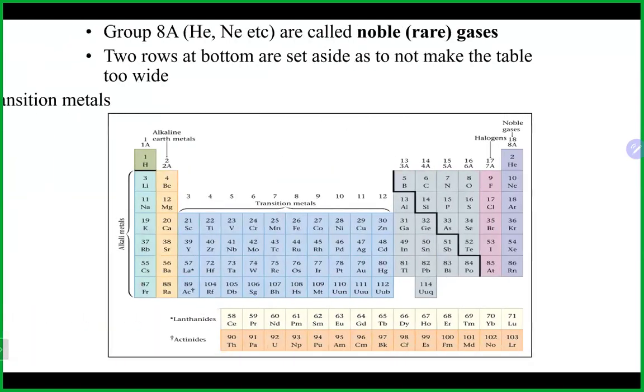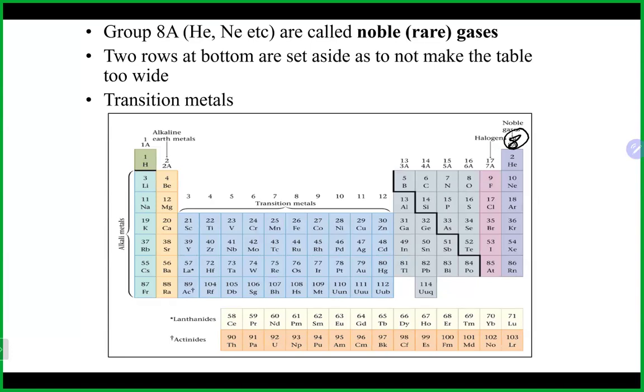Right next door, as I was mentioning, are what are referred to as the noble gases, and that's group eight. They're also sometimes referred to as rare gases, very rarely now. Most people would call them noble gases. That's your helium, your neon, your argon, your krypton, your xenon are over there.